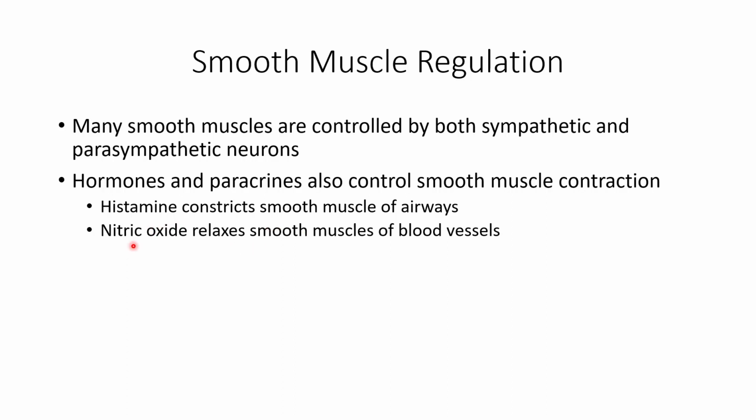Nitric oxide is another example of a paracrine that would relax blood vessels. There's numerous examples of hormones that can also bind to receptors that initiate contraction or relaxation of our smooth muscle. And this is different than what we see in our skeletal muscles.